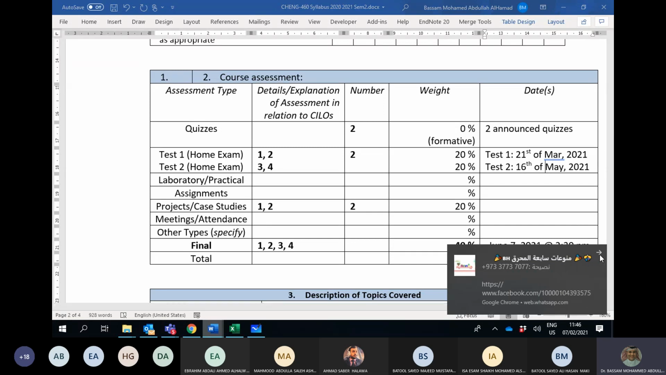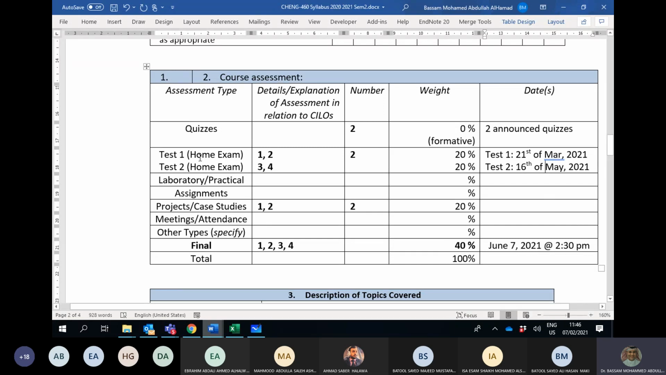Now, don't worry if you have an exam on the same day, because it's going to be a home exam. And usually, because it's a home exam, you're going to have 1 week to solve the problem. So you don't submit on the same day, you'll have 1 week to solve it.